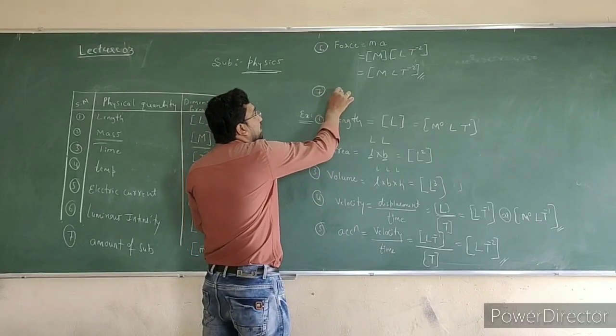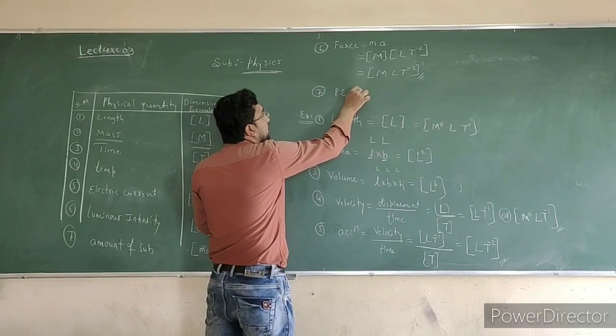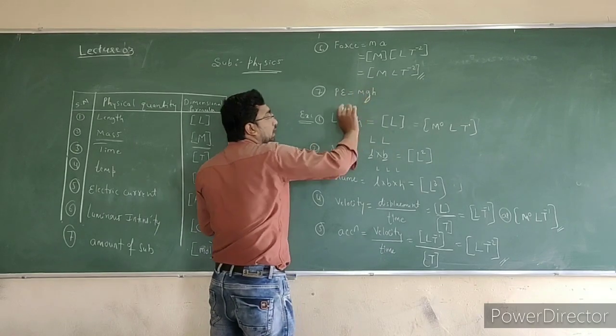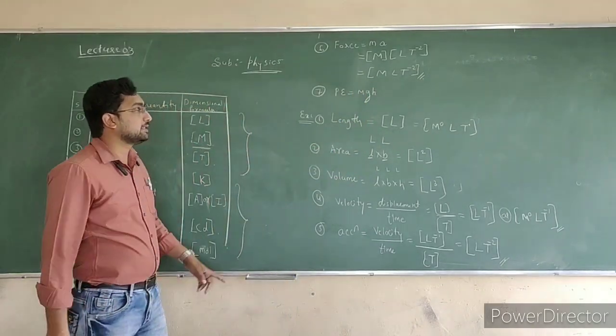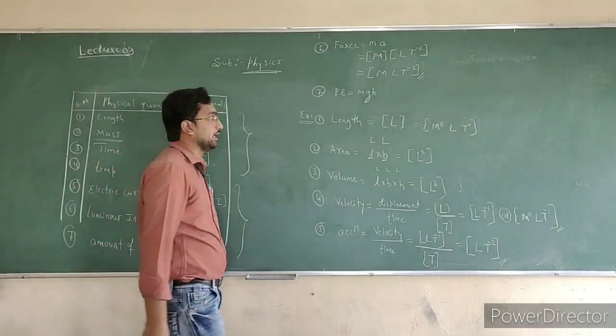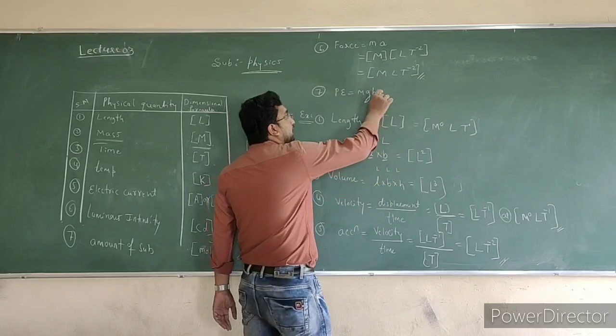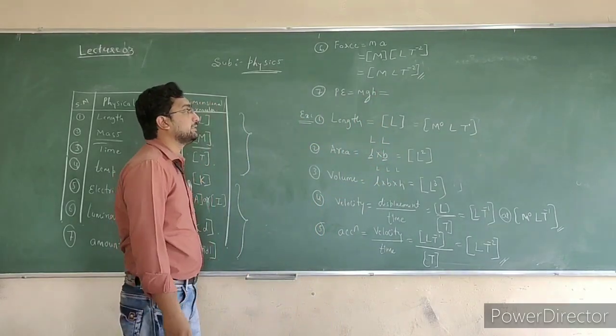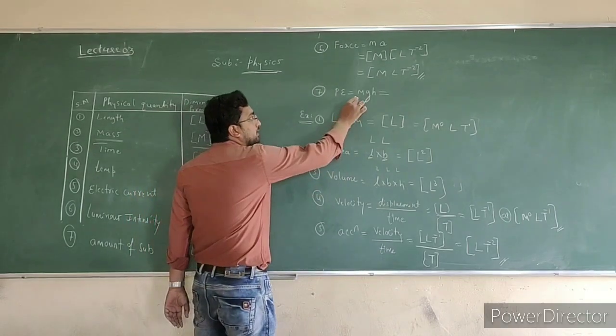The expression to calculate the potential energy is mass into acceleration due to gravity into height, right? So this is the formula of energy. Potential energy is equal to mgh. So here we want to write the dimension formula of potential energy. See, here the first term is mass.